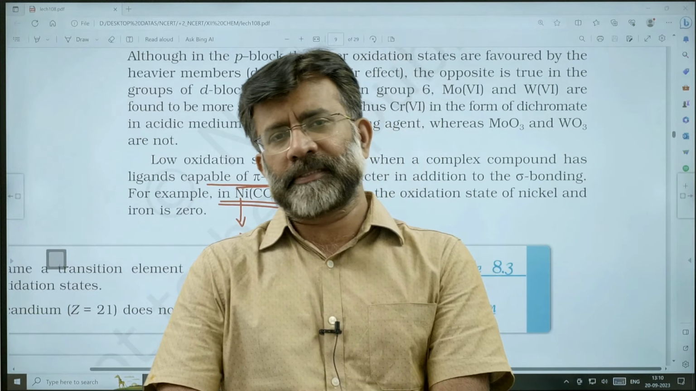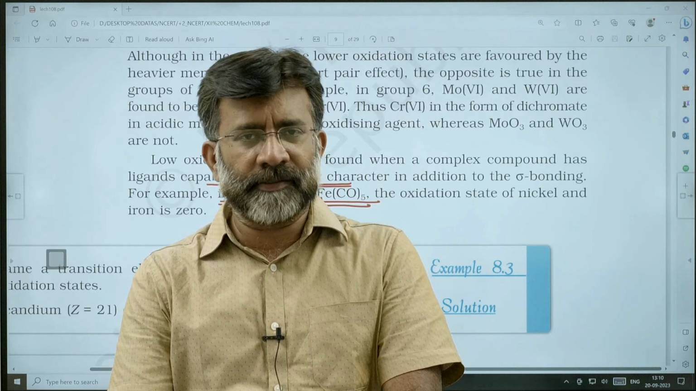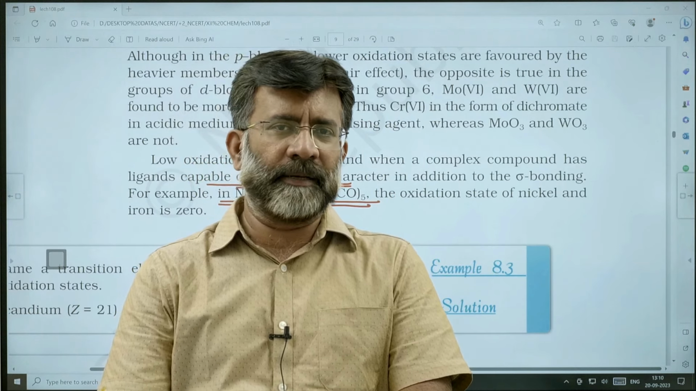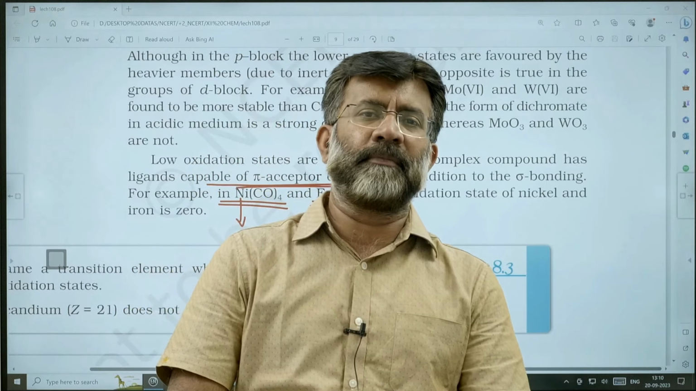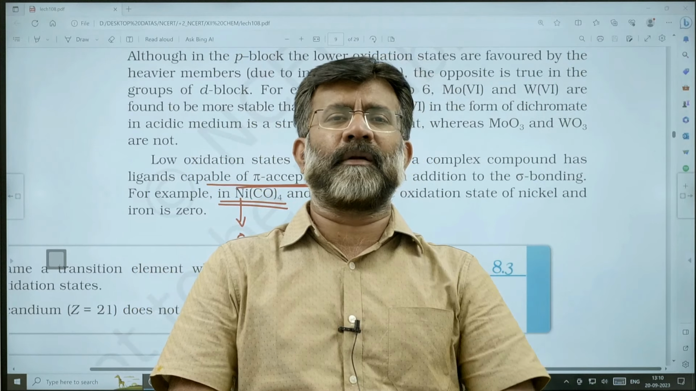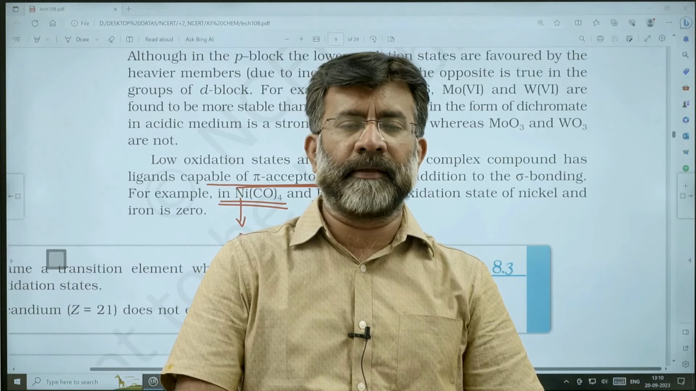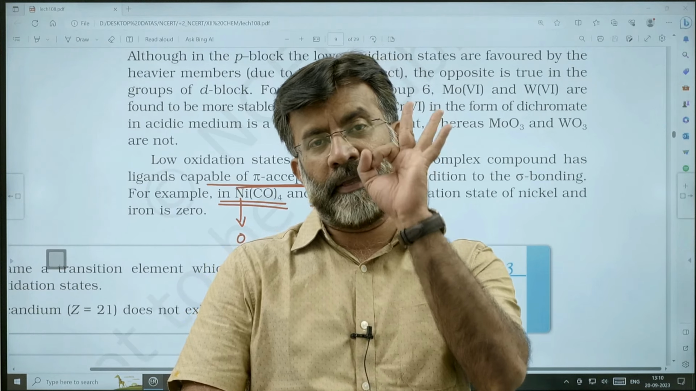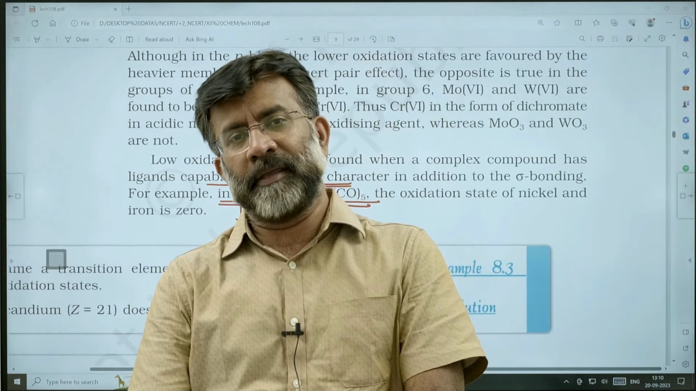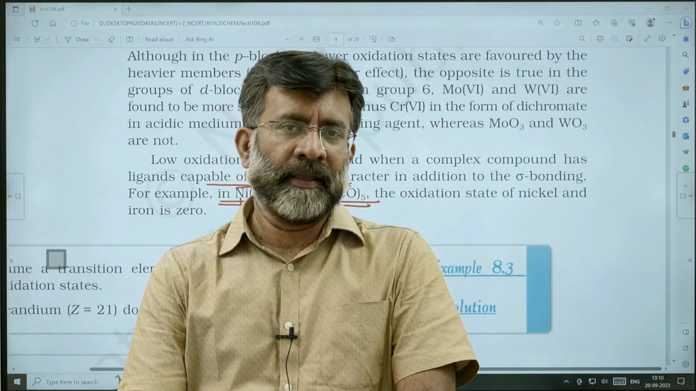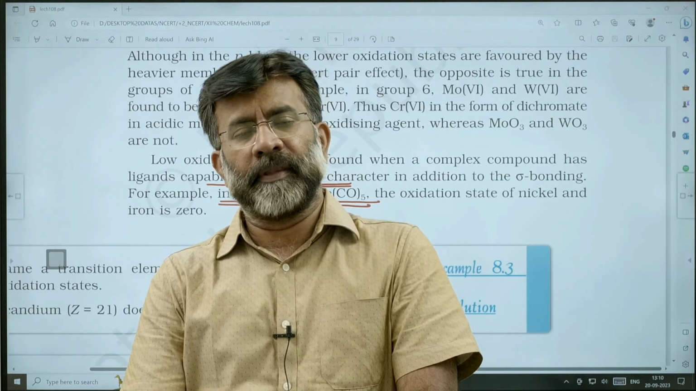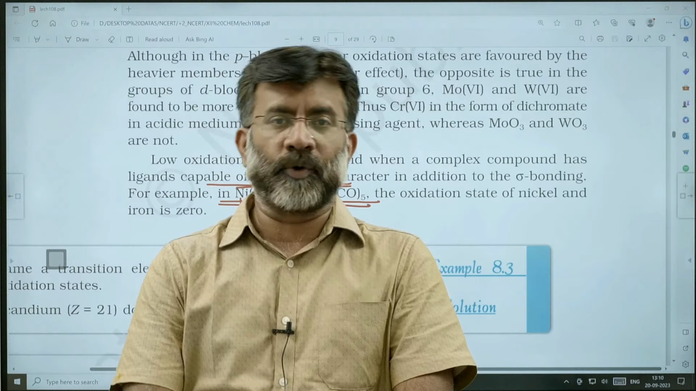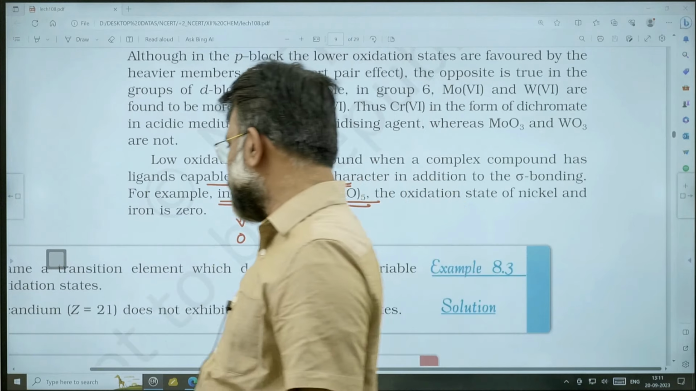So in complexes like metal carbonyls, where carbon monoxide acts as a pi acceptor ligand, it is capable of accepting pi electron density through back bonding from the metal ions. That is what is called a pi acceptor ligand, pi acid ligand. In such cases, the metal oxidation state is found to be 0. That's an important observation.